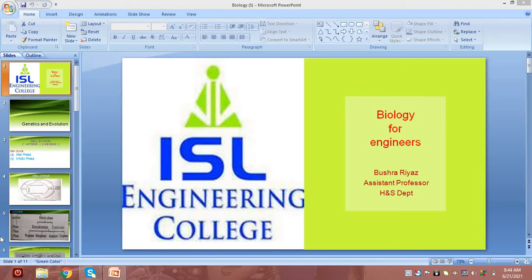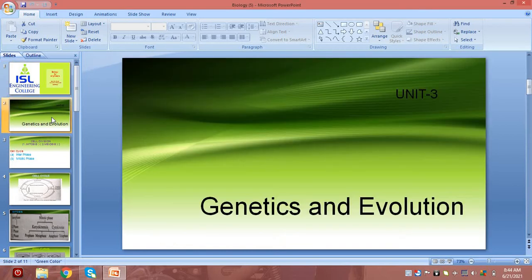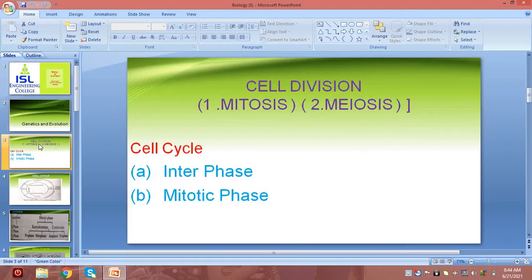In our last session, we started with Unit 3, Genetics and Evolution. We shall continue with this Unit 3, Genetics and Evolution. The next topic we are going to study in this Unit 3 is cell division.